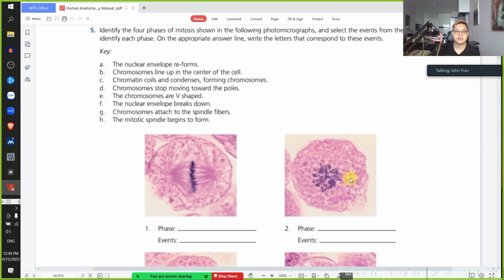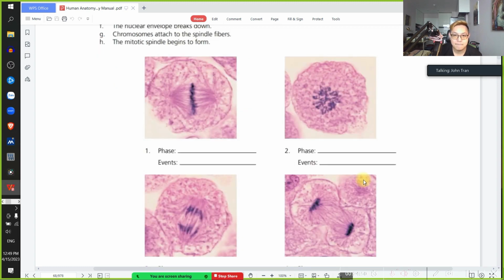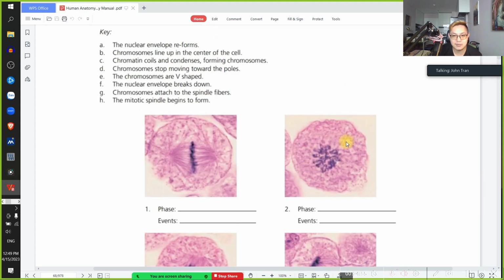It's hard to see what is going on, right? Nó là C nha, this is C. Chromatin coils and condenses forming chromosomes. You can see that it actually starts to condense, right? Nó nguyên một cái đống gì đó bắt đầu nó đọng lại, like a mass of something, and it starts to condense, you know, forming chromosome, right? So what phase is this? Prophase.